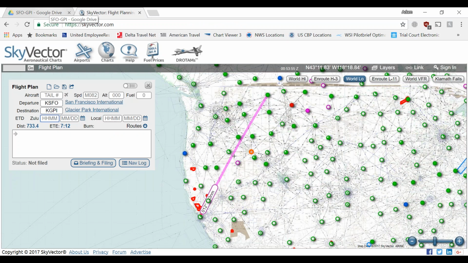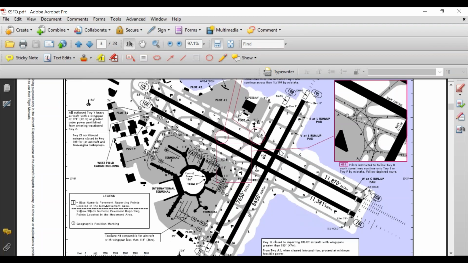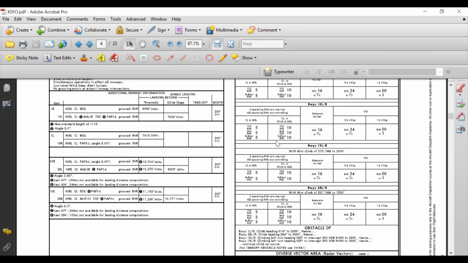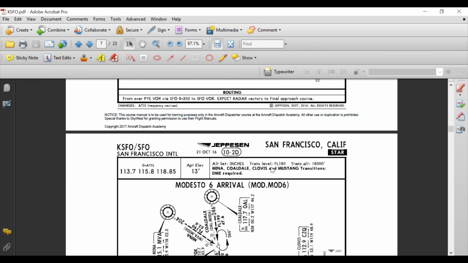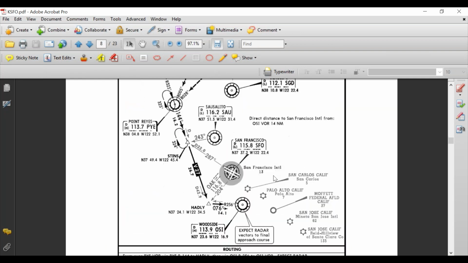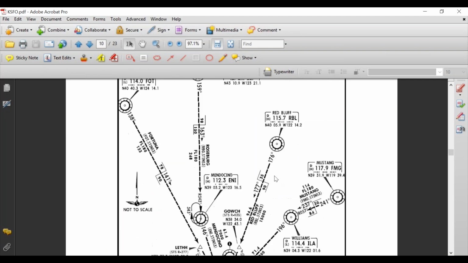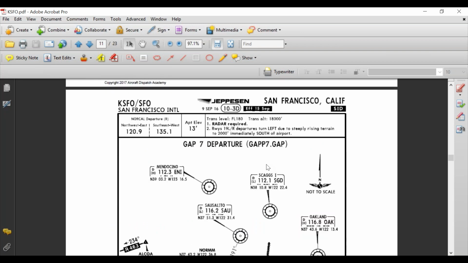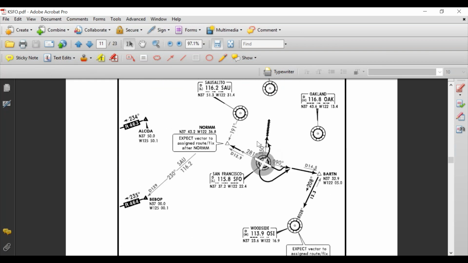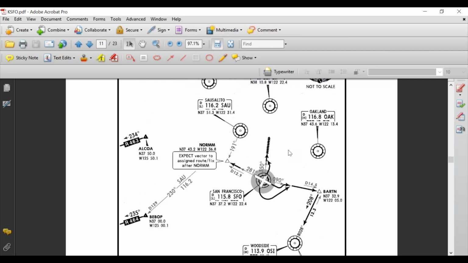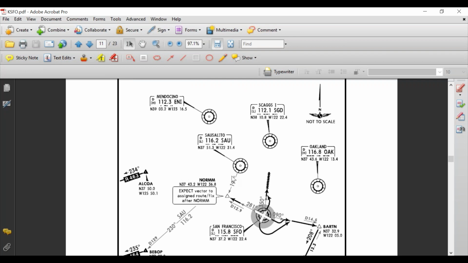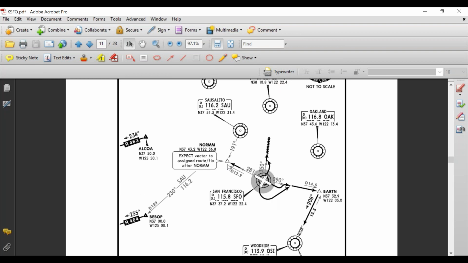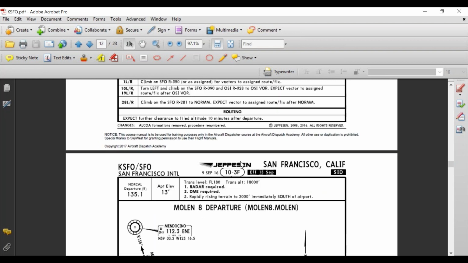Oh, sorry, I should probably stay on that page for just a second. So let's go down and take a look at the SIDs that we can use out of San Francisco. That's a star, that's a star, star, SID. Okay, so that is a SID that is kind of a radar vector SID. So we can use it off of the 2.8s, but it doesn't necessarily have a path assigned to it.